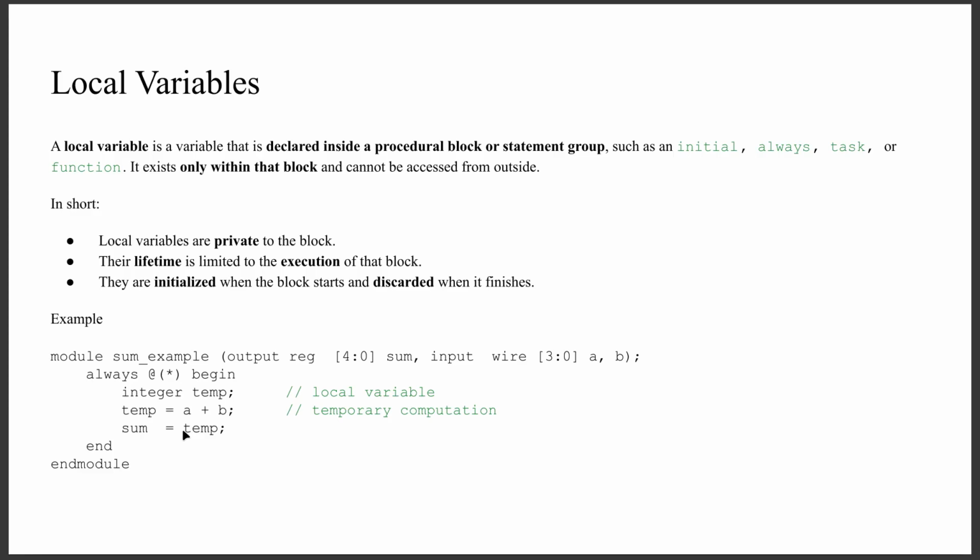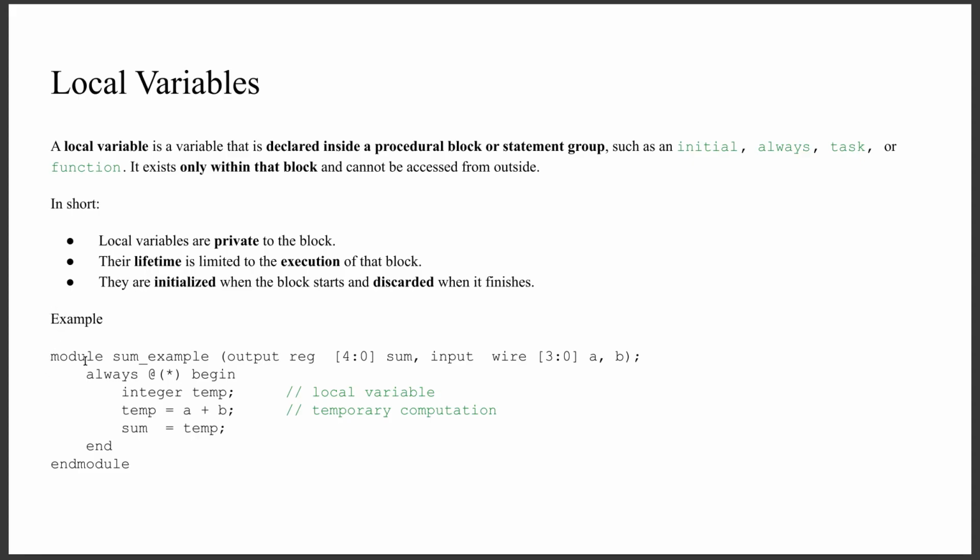Local variables. A local variable is a variable that is declared inside a procedural block or statement group, such as an initial, always, task, or function. It only exists within that block and cannot be accessed from outside. In short, local variables are private to the block. Their lifetime is limited to the execution of that block. They are initialized when the block starts and discarded when it finishes.